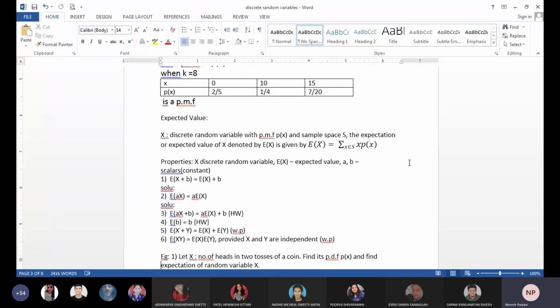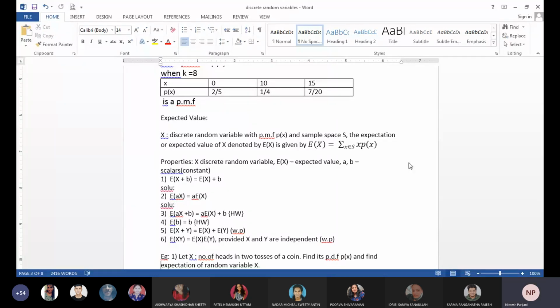Fourth: expected value of b is b. That means the expected value of a constant is the same constant. Fifth: expected value of X plus Y is expected value of X plus expected value of Y. उसका प्रूफ हम लोग डिस्कस नहीं करेगा. WP stands for without proof.